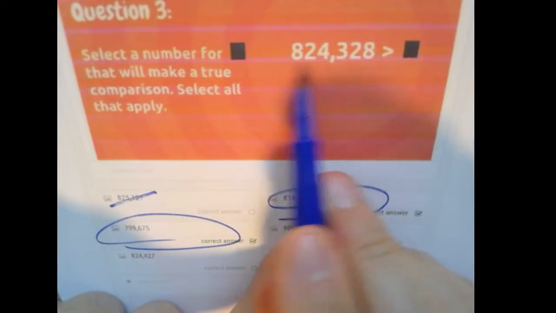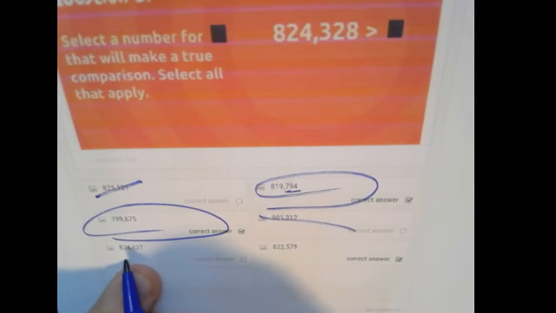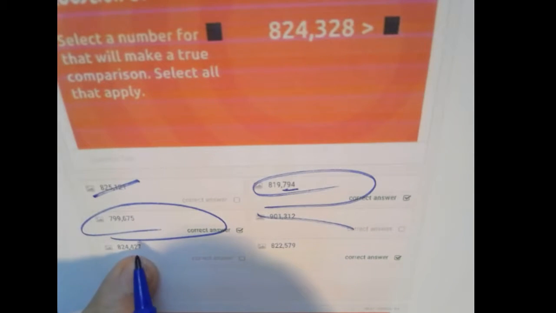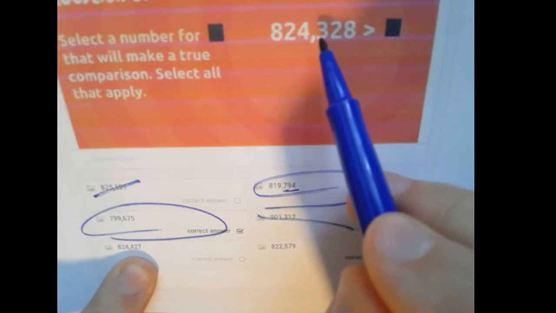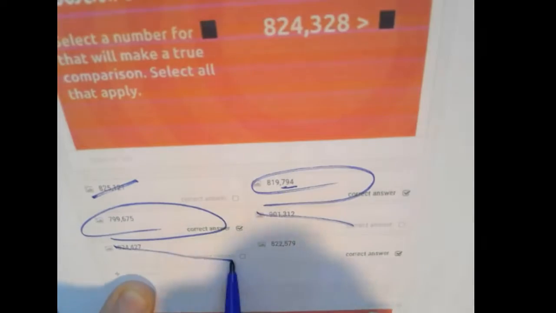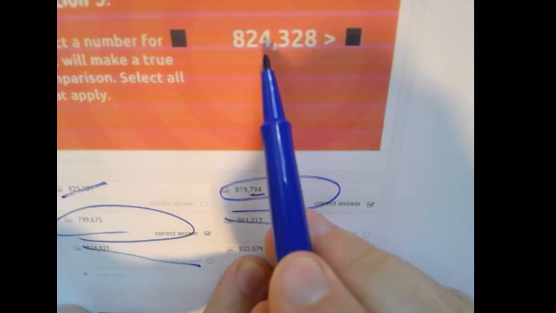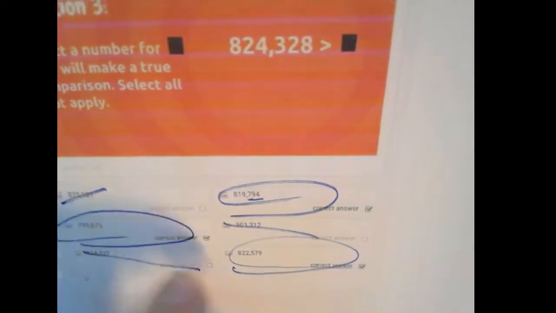901 is clearly larger than 824, so I'll cross that out. Now 824, we have to look very closely. 824, 427. So the first three digits match. 427 is actually larger than this number, so we'll cross that out. 822 is less than 824, so I can circle that.